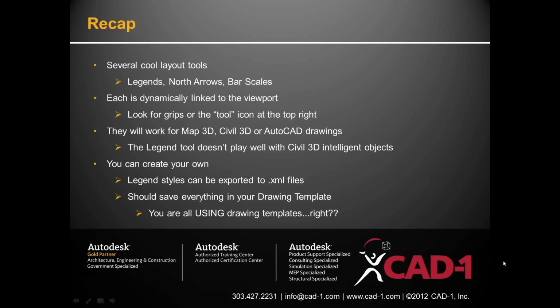Okay, so quick recap. Any other questions as I'm recapping up here? So there's a lot of new layout tools. They're only available in 2013. We've got legends, we've got north arrows, we've got bar scales, and each one's dynamically linked to the viewport, so they're intelligent objects. They're not just dumb drawing blocks that are out there. Look for the grips on these objects, or if you hover over it, you'll see the little tool icon at the top right of every one of them.